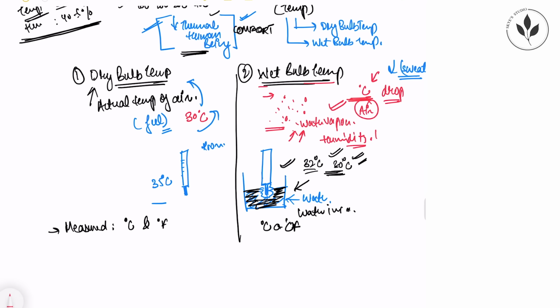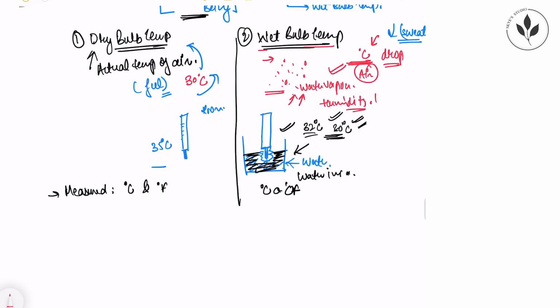So dry bulb temperature is written as TDB, which is the temperature of dry bulb, and this is written as TWB, which is the temperature at wet bulb.